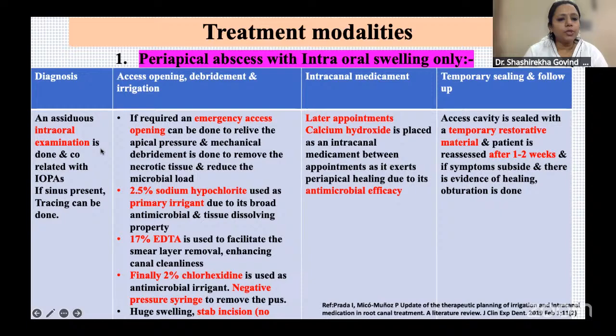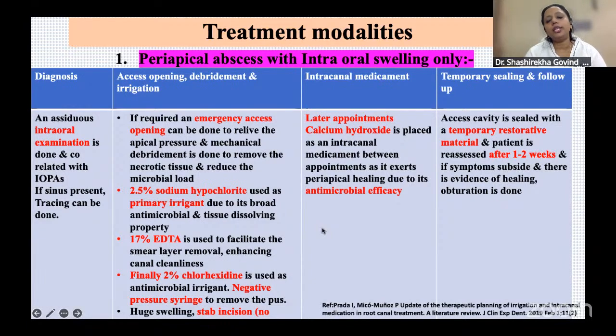Now when it comes to diagnosis, usually on intraoral examination, we see there will be intraoral swelling with respect to the tooth involved. The tooth involved may be a carious tooth, which has to be confirmed by using radiographs. And if there is a sinus present, then as I showed you in the previous slides, we can do the tracing of the sinus. That is usually done with gutta percha to know exactly where the cause of the infection is.